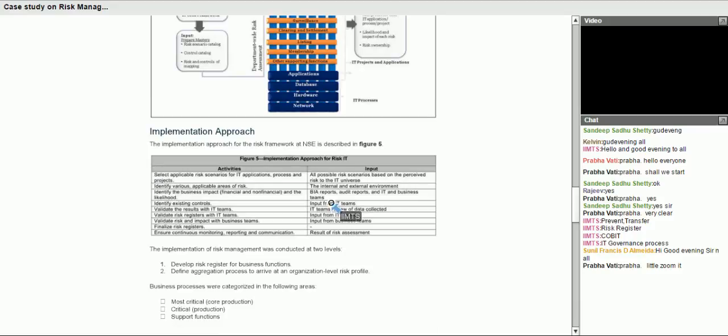Then what is the implementation approach for the risk management? Select applicable risk scenarios for IT applications, processes and projects. Identify various applicable areas of risk. Identify the business impact and the likelihood. Identify existing controls. Validate the result with IT teams. Validate risk register.